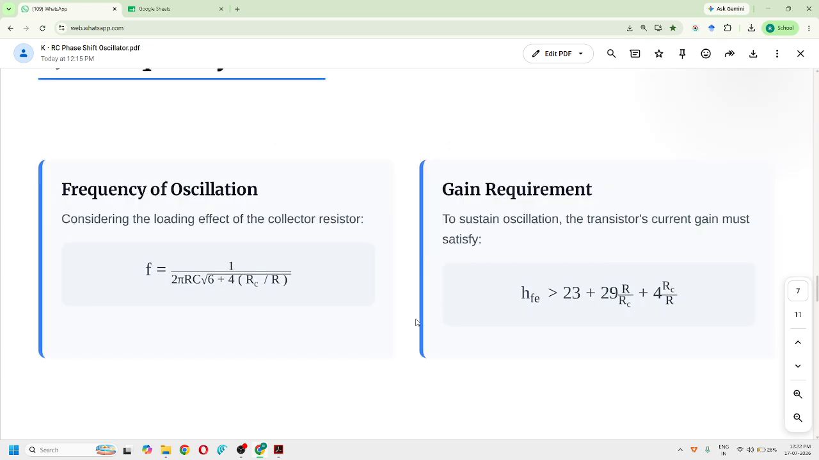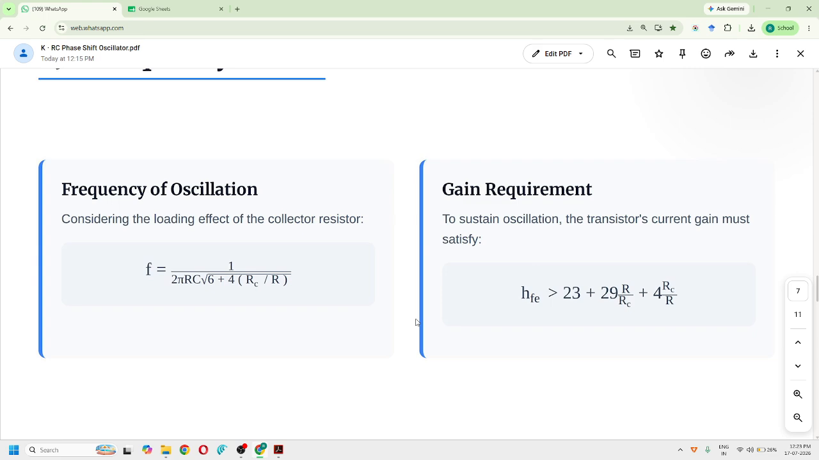So what is the frequency of oscillation for this? The formula is F equal to 1 by 2 pi RC root of 6 plus 4 RC by R, or generally 1 by 2 pi root 6 RC. If R and RC are the same, you will have root 6 RC. Sometimes the RC value is very high and R is minimum, so we can neglect it.